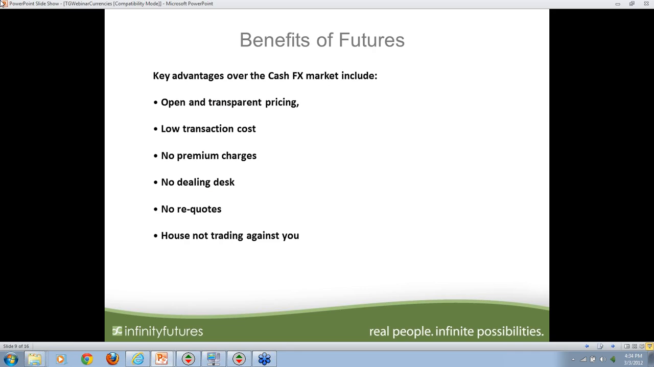Okay. All right, so here's some of the key benefits, and a lot of these we've actually covered as we've just been conversing. Key advantages over the cash FX market include open, transparent pricing, low-cost transaction, no premium charges, no dealing desk, no requoting, and the house is not trading against you. That's the big one. House not trading against you is probably the most major.